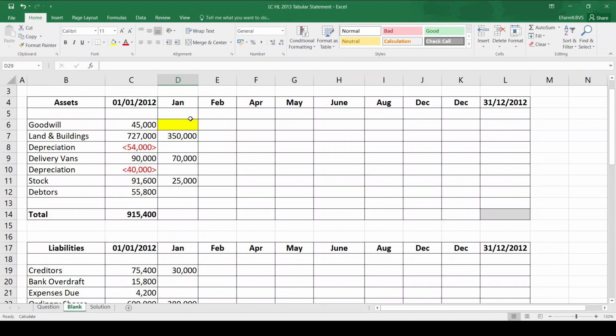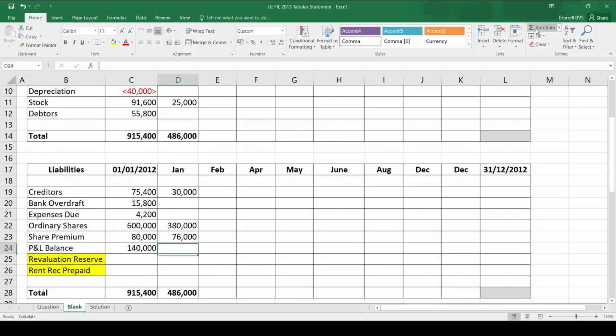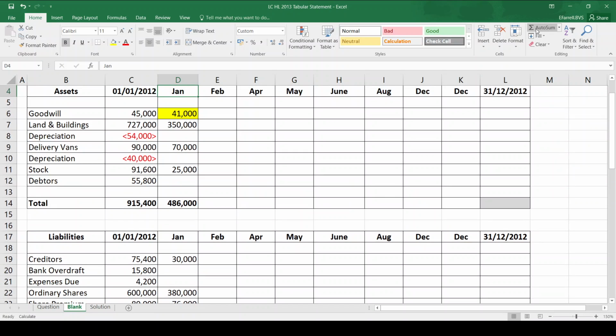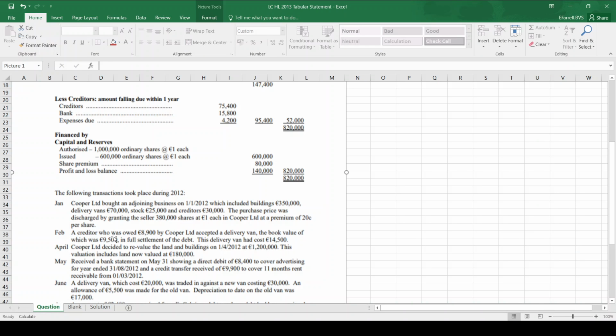Our assets add up to 445,000. So the difference between 486 and 445 will be goodwill, which is 41,000. That is January complete. We'll just total those quickly. So the assets in January come to 486, and the liabilities we've also added already, which are 486. So January is balanced.